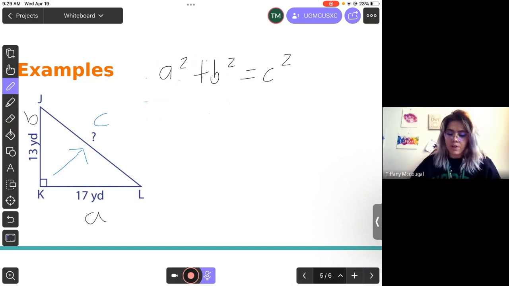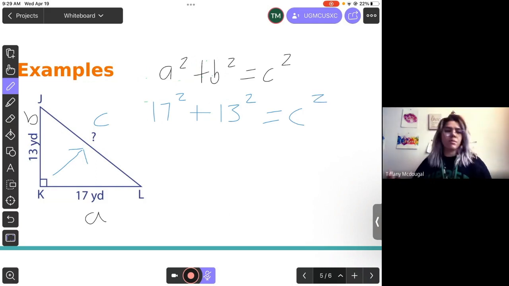All right, so now that I have all of that labeled, I am just going to take what I have and plug it into my formula. So instead of A, I'm going to swap that out for 17 squared plus, and then instead of B, I'm going to swap that out for 13 squared. And that is equal to, we don't know C squared, so you can leave it as C, or if you want to change it to X so that you're solving for X, that's perfectly fine either way.